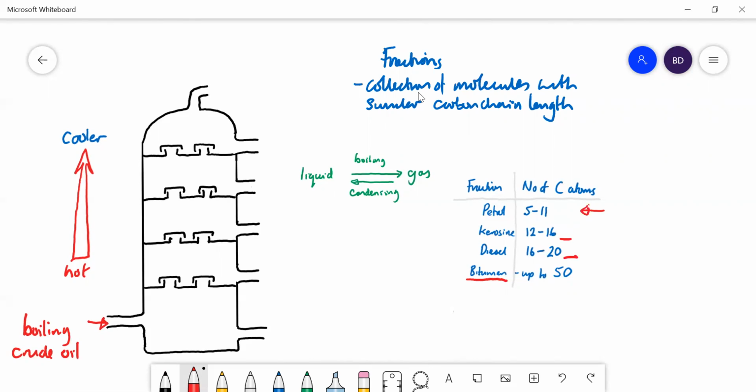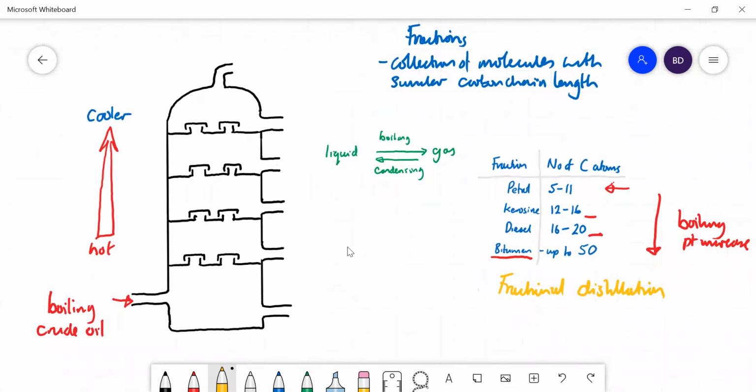Obviously, as these molecules get longer, the boiling points are going to increase. And that is how we separate them. We separate them by fractional distillation, which exploits the fact that different molecules have different boiling points. So this is how it's carried out.